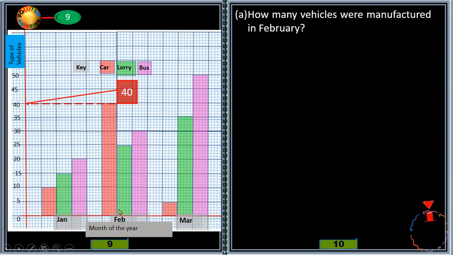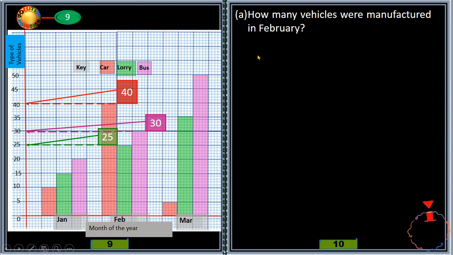Then we're going to do the same thing for the number of lorries produced in the same month of February. If you look at that, that is 25. To this point, we drop our line. The number of lorries produced in this particular month is 25. Then the number of buses produced in the same month of February will give us 30. So the number of buses produced for the month of February is 30.